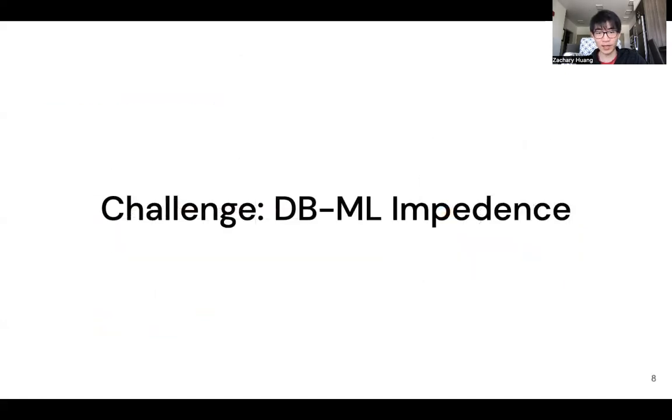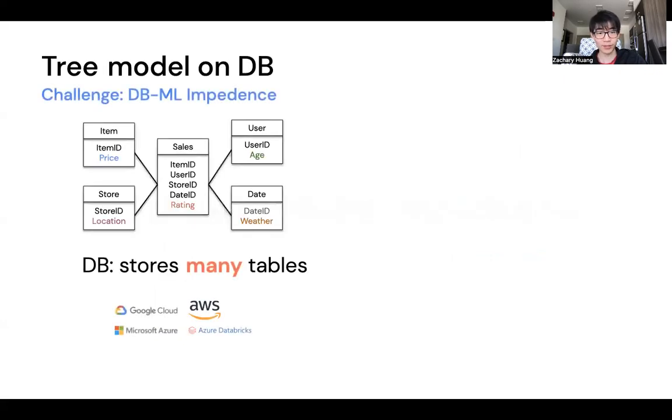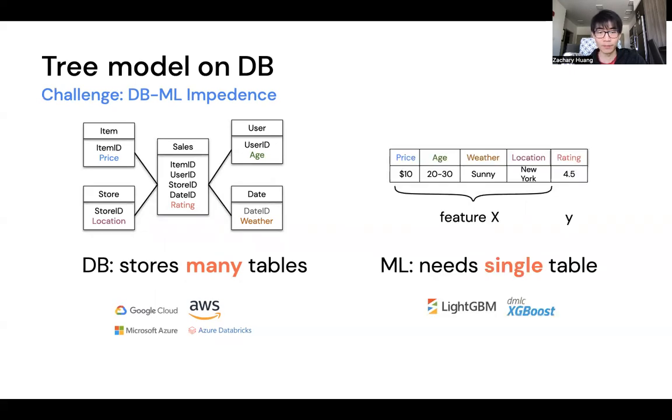The core challenge lies in the impedance mismatch between how databases and machine learning libraries handle datasets. Databases store data across various tables. For a bakery chain, the ratings are in the middle table, but other features like customer ages and the store locations are scattered across different tables. However, machine learning libraries require a single table with both feature x and target variable y as inputs. So this creates a gap between how databases and machine learning libraries structure datasets.